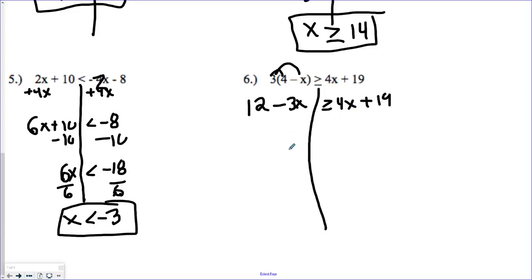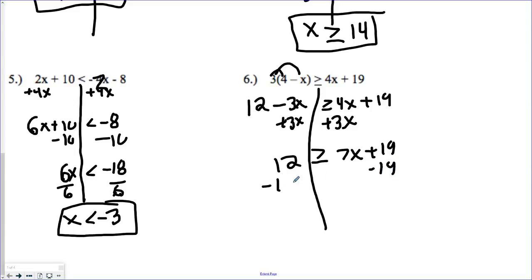Now I want to get my x's on the same side, so I'm going to add 3x to both sides. I'm going to get 12 is bigger than or equal to 7x plus 19. Then I'm going to subtract the 19 from both sides and get negative 7 is bigger than or equal to 7x. And then I'm going to divide once again.